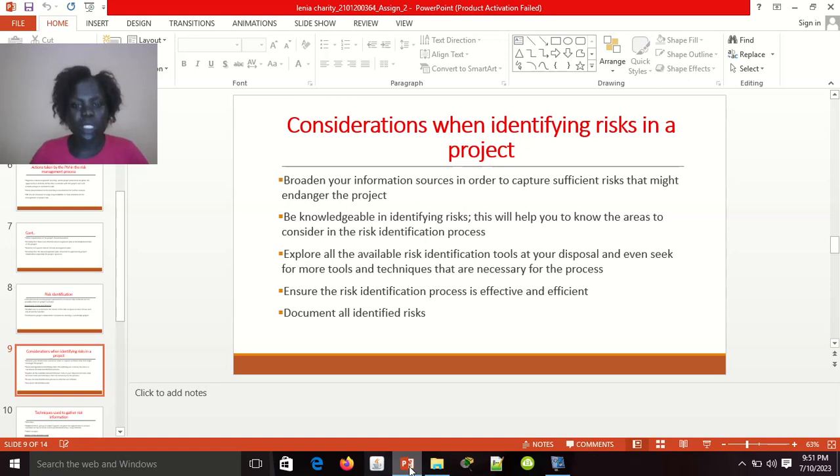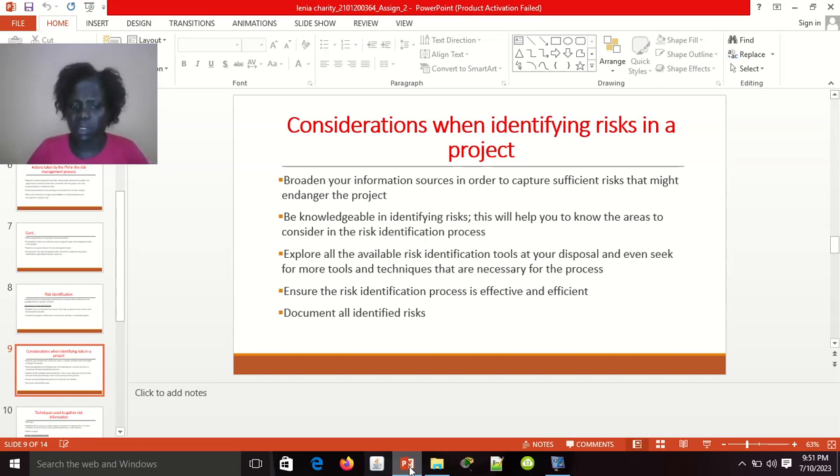One, whenever you're identifying risks, make sure you broaden your information. You research widely so that you get a clear picture of what risks are, everything about a risk, so that you're able to identify them. If you don't do that, you might end up not knowing that you're leaving out some risks. So you have to do that so that you get every risk and are knowledgeable in identifying.